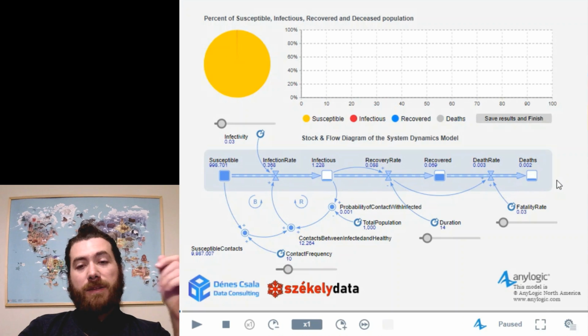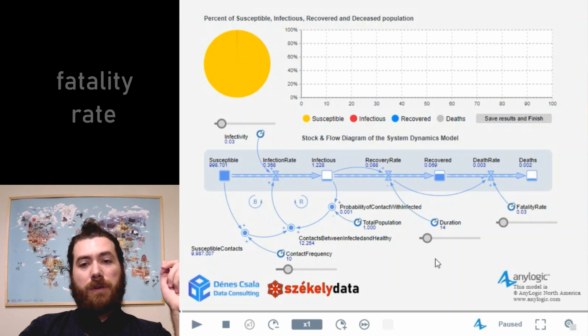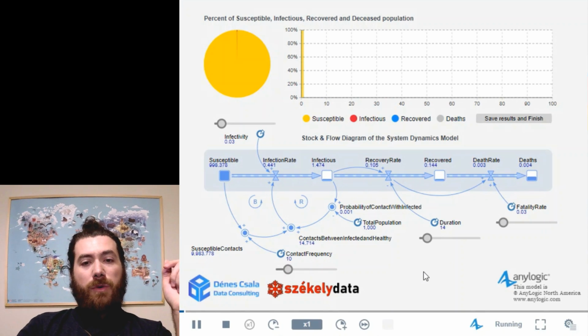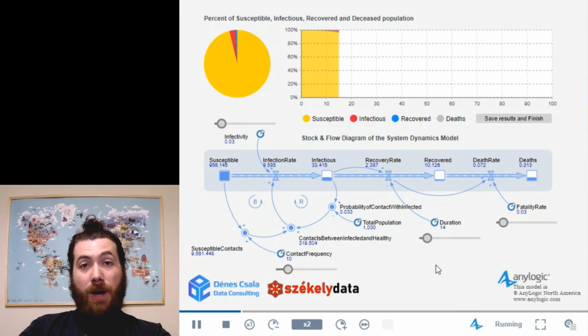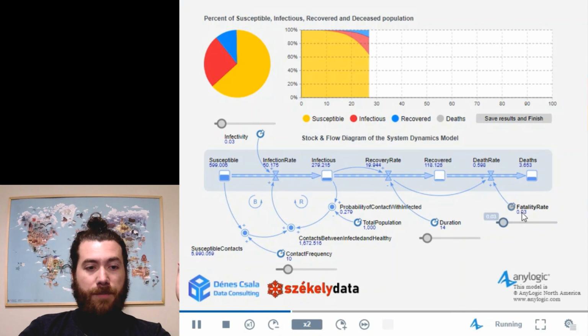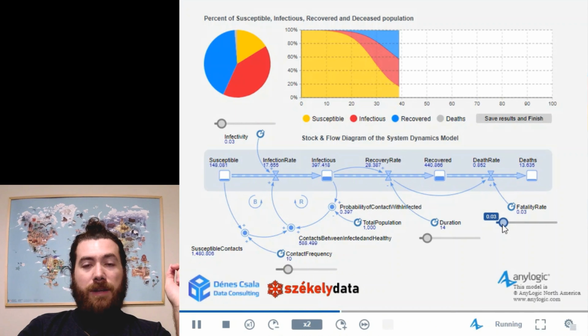And let's say the fatality rate so far is a couple of percent, 3-4%, which is, I think, the case for the coronavirus. So then what will happen is that as soon as people flow into the recovered stock, a portion of them will flow out, and then they will just end up in the deceased stock. I kept everything the same and just added a 3% fatality rate.